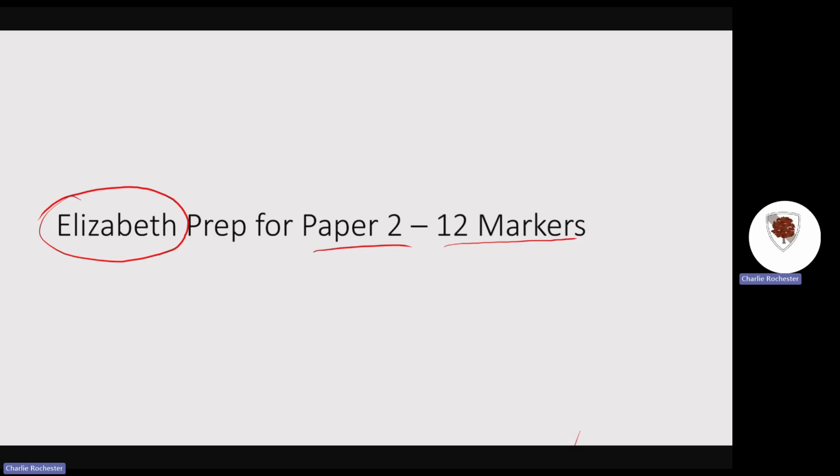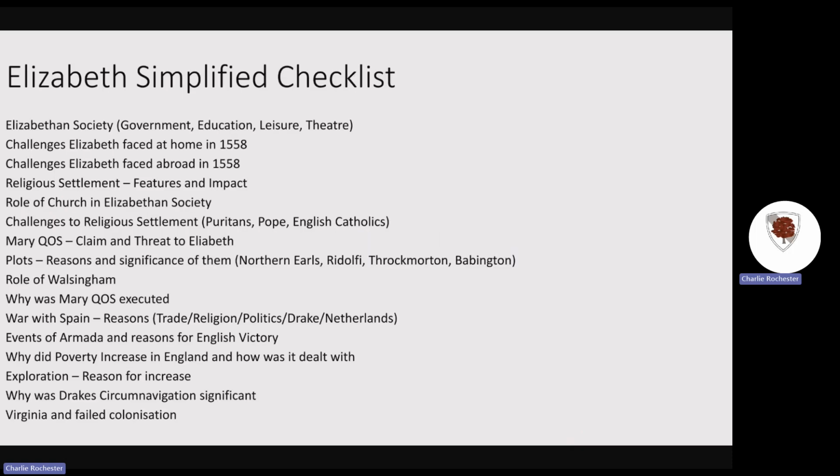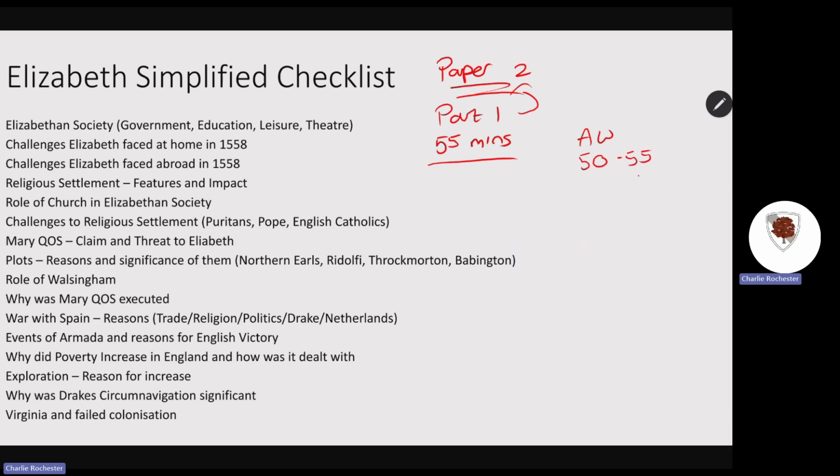It's really important to understand the success criteria. So just a reminder, the simplified checklist for paper 2 Elizabeth. Now remember, this is part 1 of paper 2 that you will spend roughly 55 minutes on in the exam. It's very, very important that you understand that you also have American West, which you will spend 50 to 55 minutes on also. I'm hoping that by the end of this video, I will cover quite a lot that's on this page, just so you can give yourself that preparation for next week's exam.